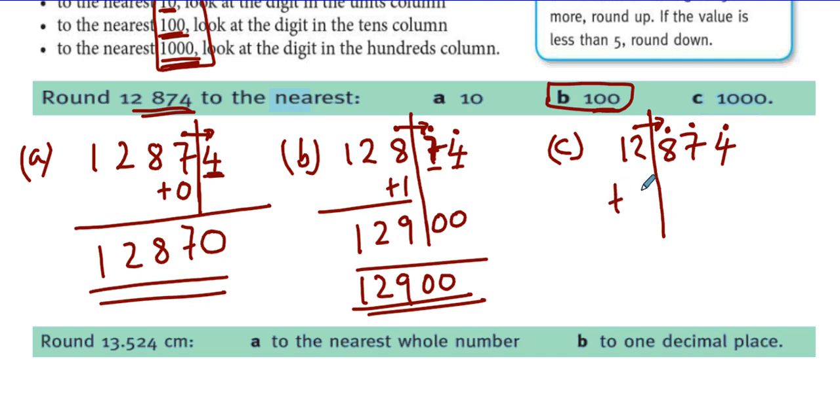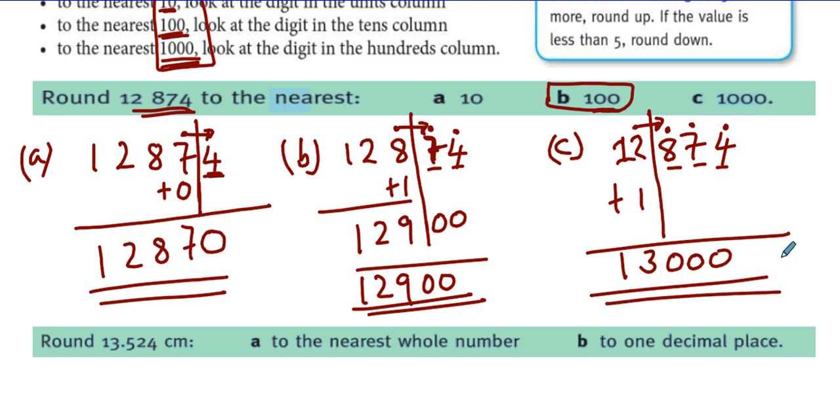Then add 1 here. Why should we add 1? Because 8 is bigger than 5. So this will be 3. Drop down 1, and 874, all those become zeros. This is your final answer.